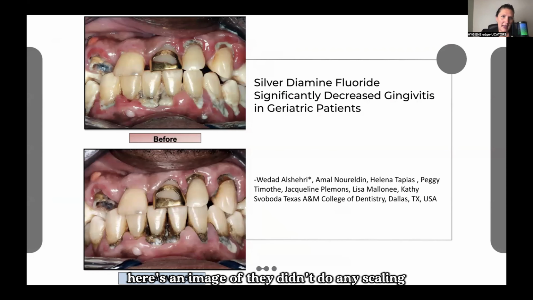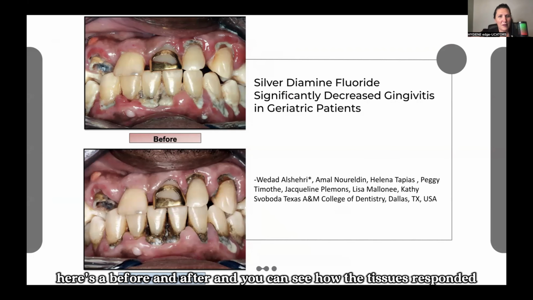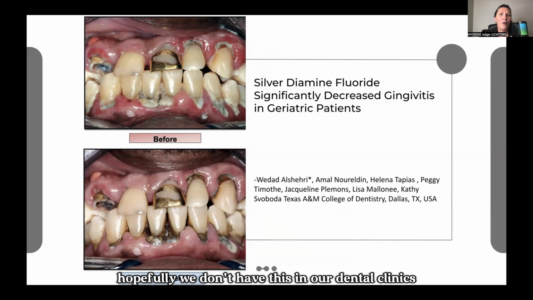They didn't do any scaling. They just did SDF. Here's a before and after, and you can see how the tissues responded. Hopefully, we don't have this in our dental clinics, but if you're treating patients and you get to go out mobile and maybe a patient really can't open their mouth well and your student really just can't do a periodontal therapy for whatever reason that day, you can paint SDF around some of those margins and help repel that biofilm until we can get a more definitive treatment done.